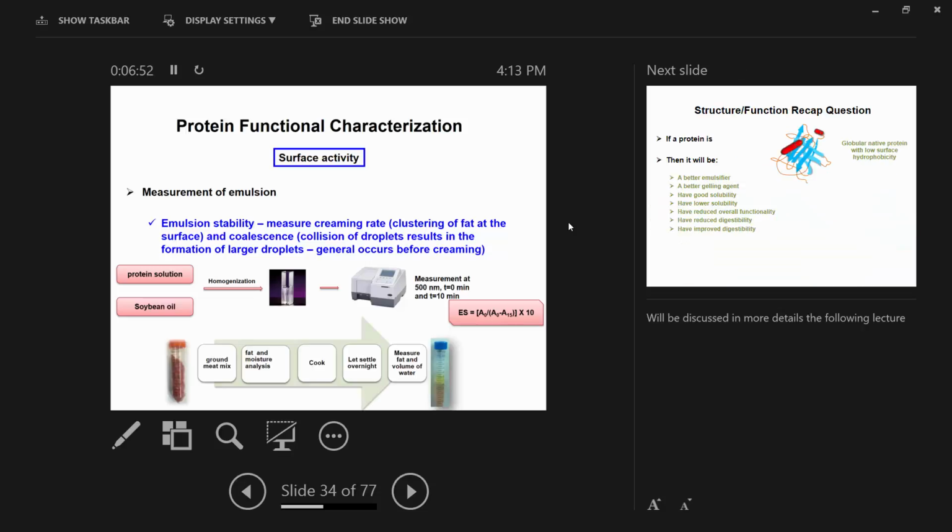Okay, I think we talked briefly about this, and I forgot that I had this, and I drew it on the board last time. In an actual food matrix, to determine how much oil gets separated, you get the meat, for example, you heat the meat, and then you let it settle overnight, and you see separation of oil, and you can determine oil loss. That is in a food system.